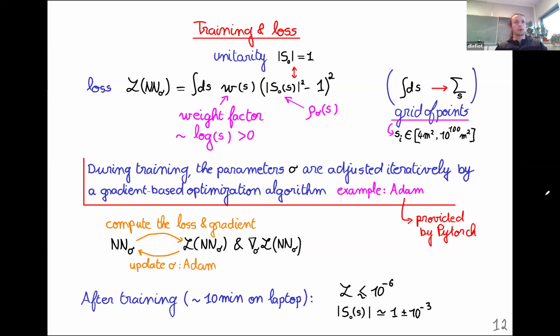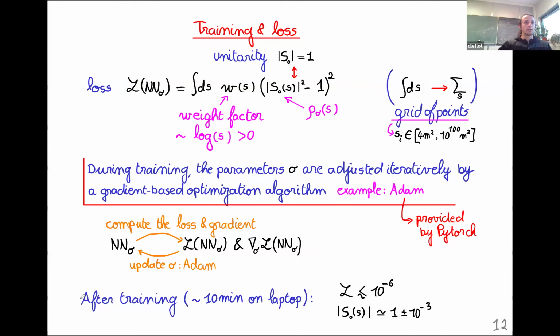Okay, so how does the training go? As I said, it is an iterative process. Each iteration begins by computing the loss and the gradient of the loss with respect to the parameter sigma. Then the optimizer, in our case Adam, uses the gradient to update the parameters of sigma. The loop continues until the loss reaches a plateau. Then we can stop the training since the neural network is no longer learning anything.